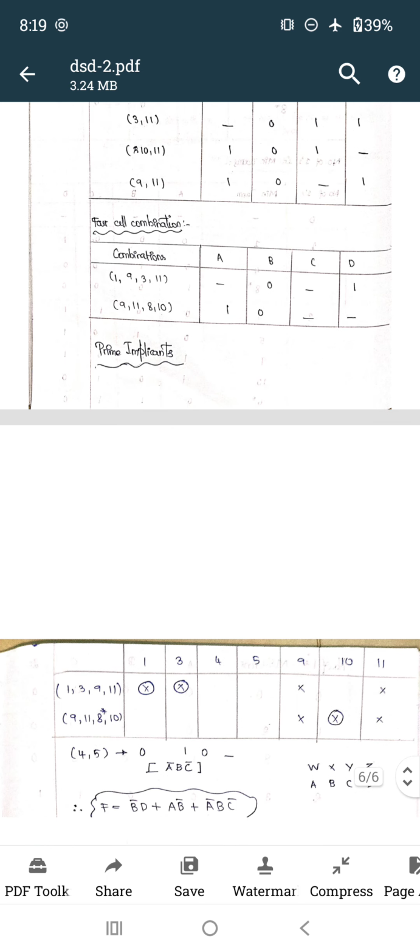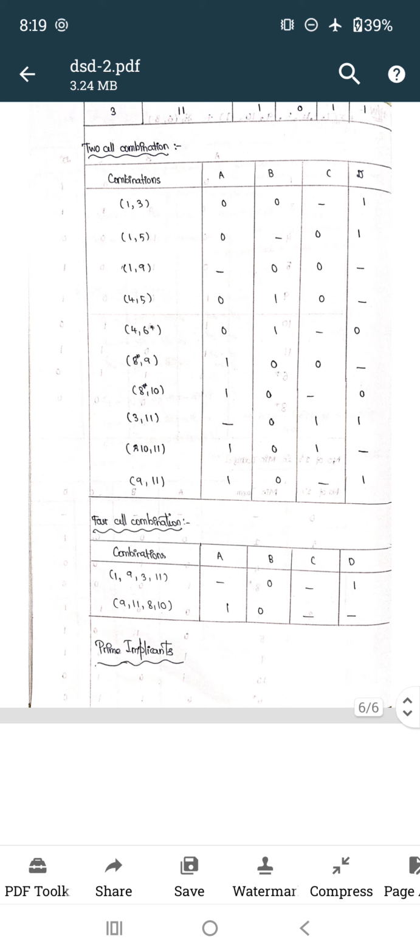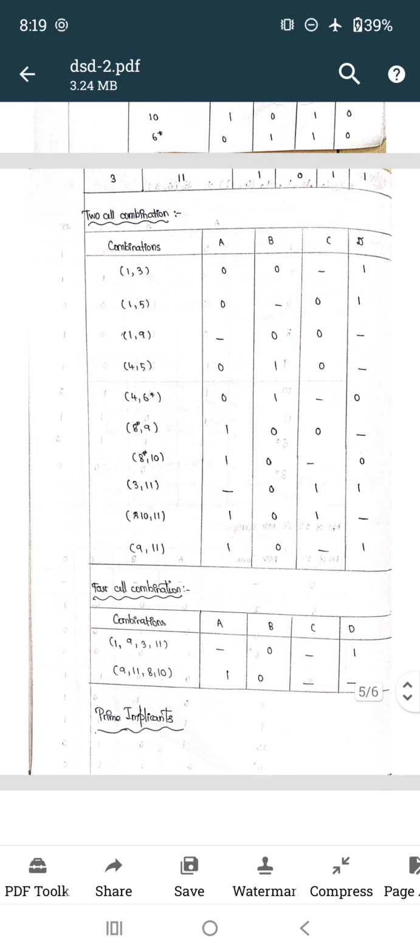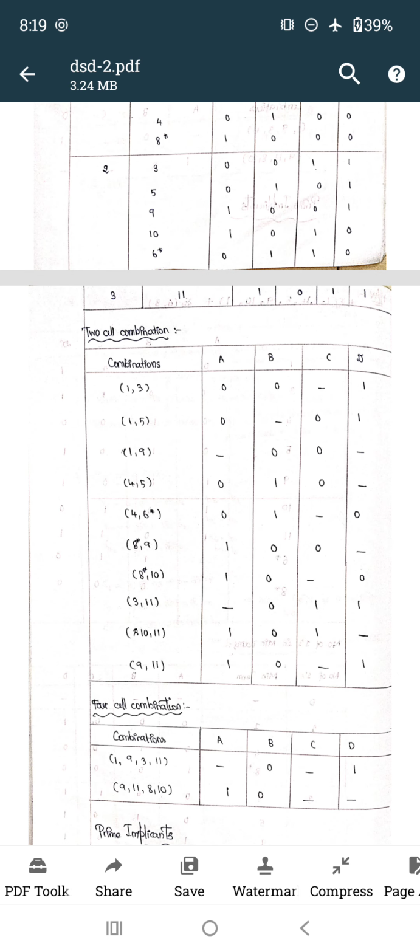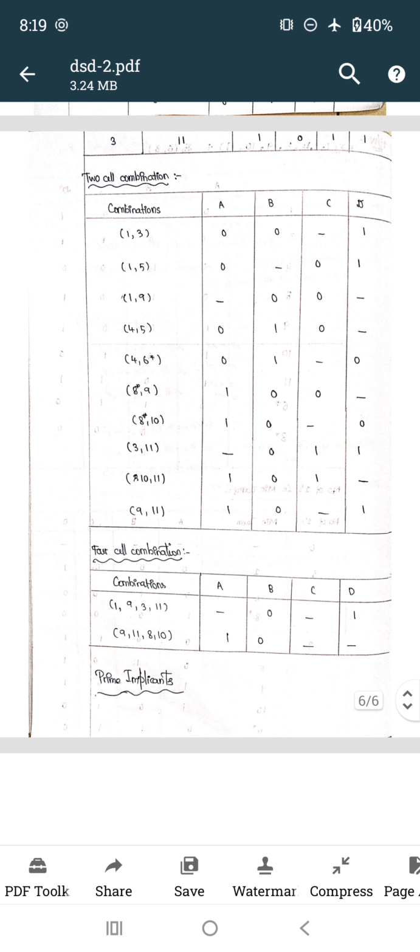By using this, first we need to form the two cell combinations. In the two cell combinations, a single change from 0 to 1 or 1 to 0 is taken into consideration. The two cell combination is formed. Next is to form the 4 cell combination. In 4 cell combinations we need to check with the single dash and also a single change.